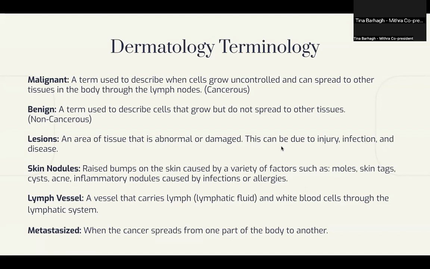Lesions are an area of tissue that is abnormal or damaged. This can be due to injury, infection, and different diseases. And then skin nodules are raised bumps on the skin caused by a variety of factors such as moles, skin tags, cysts, acne, inflammatory nodules caused by infections or allergies. And lymph vessels carry lymph, which is lymphatic fluid, and white blood cells through the lymphatic system. And metastasize is when the cancer spreads from one part of the body to another.